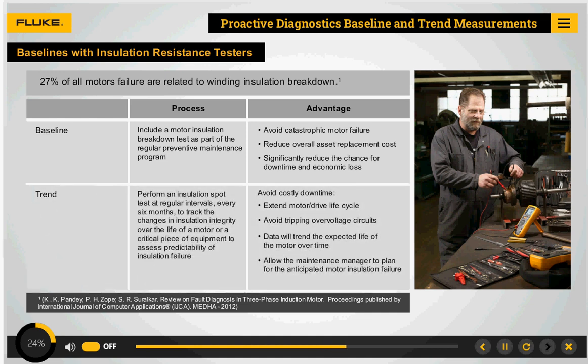Perform an insulation spot test at regular intervals, typically every 6 months, to track the changes in insulation integrity over the life of a motor or a critical piece of equipment. Always disconnect all power from the motor or component under test by using appropriate lockout/tagout procedures, and follow the motor manufacturer's instructions for measuring the insulation breakdown on the rotor and field windings.